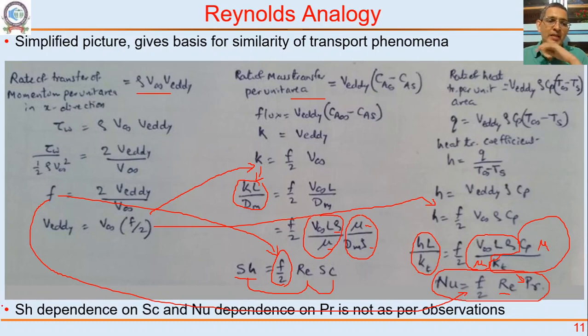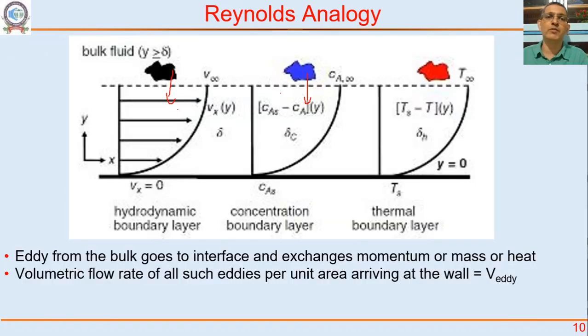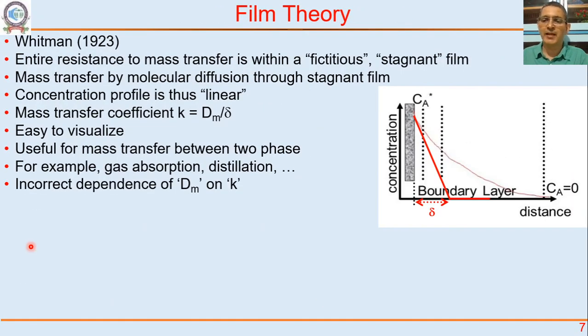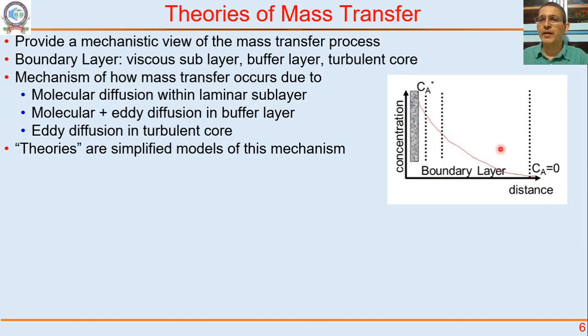In both these cases, the Sherwood number dependence on Schmidt number and Nusselt number dependence on Prandtl number is not as per observation. Why is that? It's not as per experimental observation. Because we have assumed the eddy goes right up to the wall. That's not what happens. What happens really is there is a laminar sublayer. There is a buffer layer. Eddy goes up to the buffer layer. Then it partly becomes a molecular transfer.